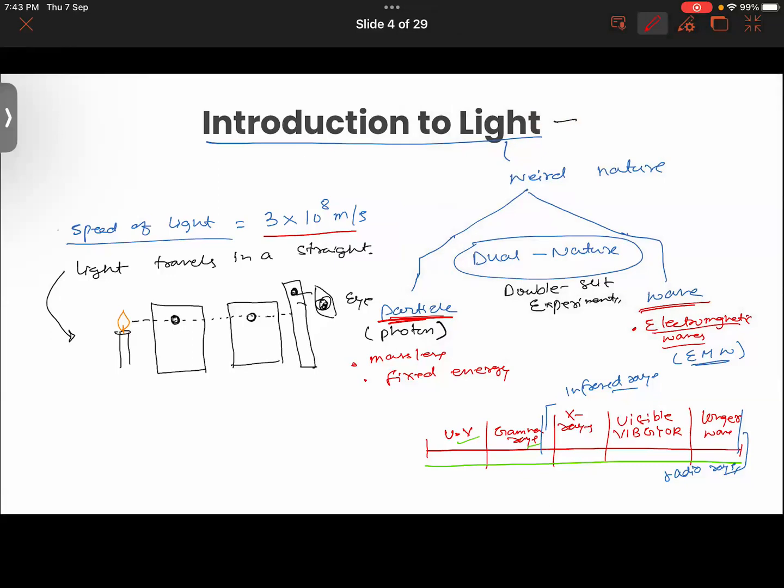The speed of light is 3 into 10 raised to the power 8 meters per second, which is very much faster than sound. So light travels faster than sound.